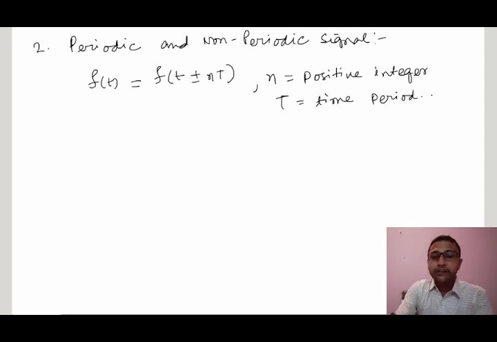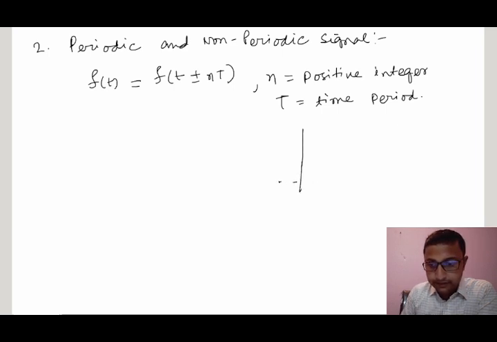That means if n = 1, it is t plus capital T. If n = 2, it is t plus twice T, that means the second time period. 3 means the third time period. That means the signal repeats itself, nothing else. So if I draw a periodic signal as an example, this is the time axis. Suppose this is the function, a signal. So this is a waveform of a periodic signal.